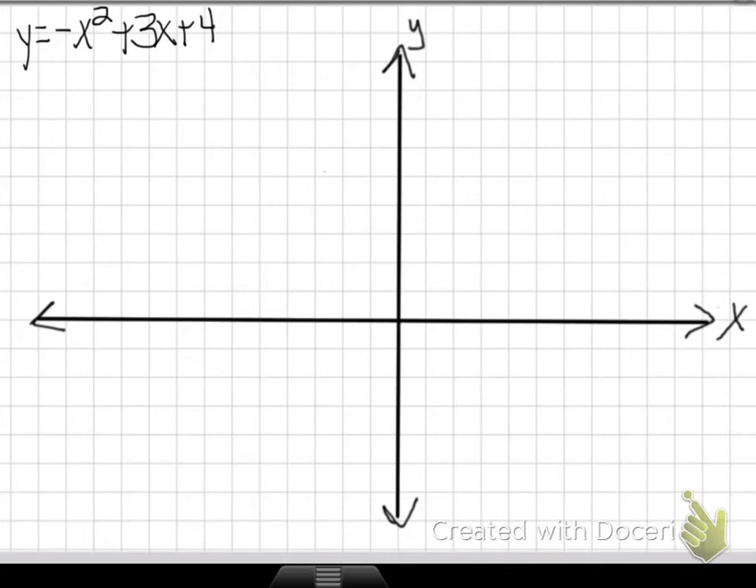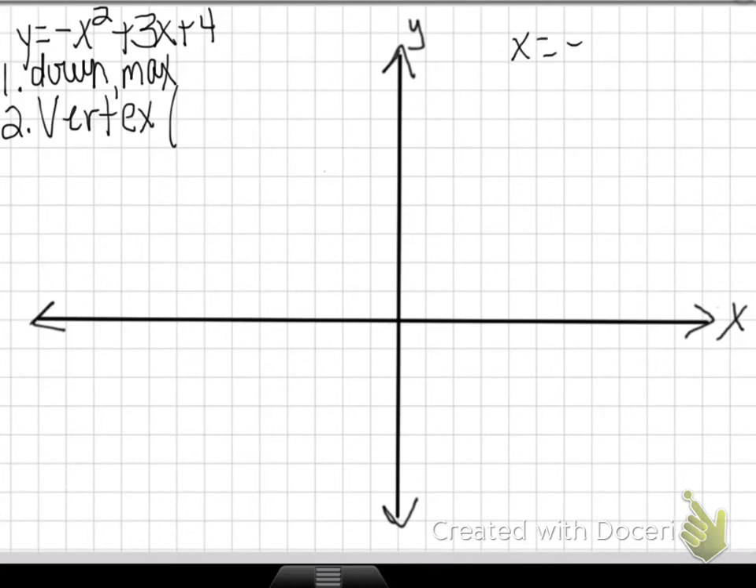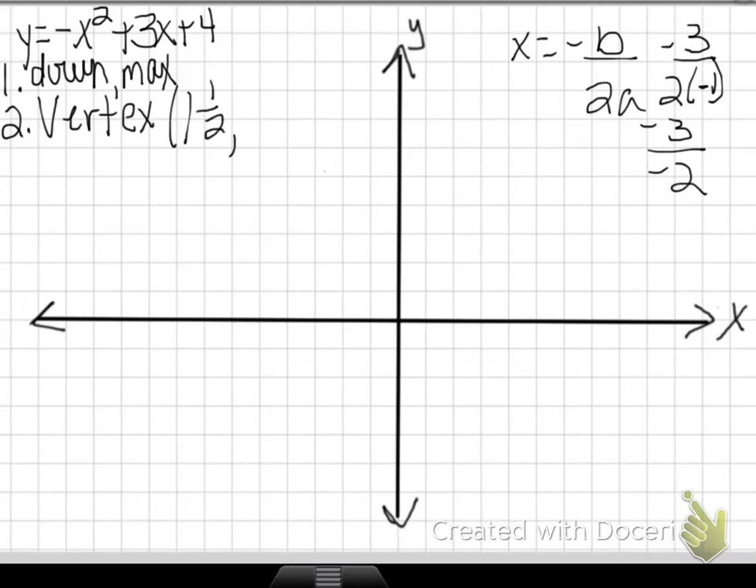Okay, look at this equation. Y equals -x squared plus 3x plus 4. Now this is going down, which is going to be a maximum value. Let's find the vertex. The formula for the vertex again is -b over 2a. So that's -3 over 2 times a, and a is -1. So that's -3 over -2, which is +3/2, or if you want to write it as 1.5.